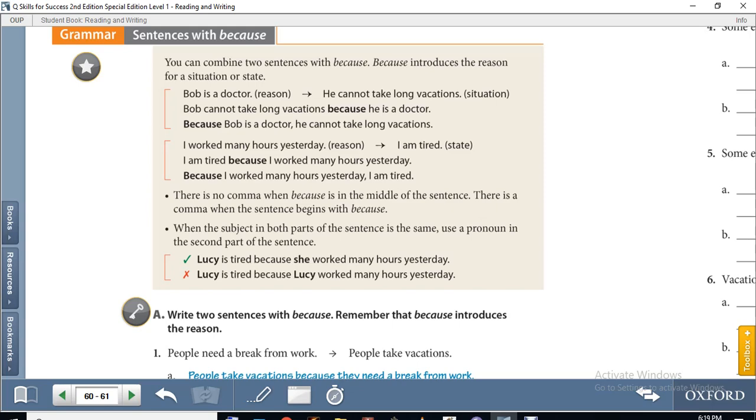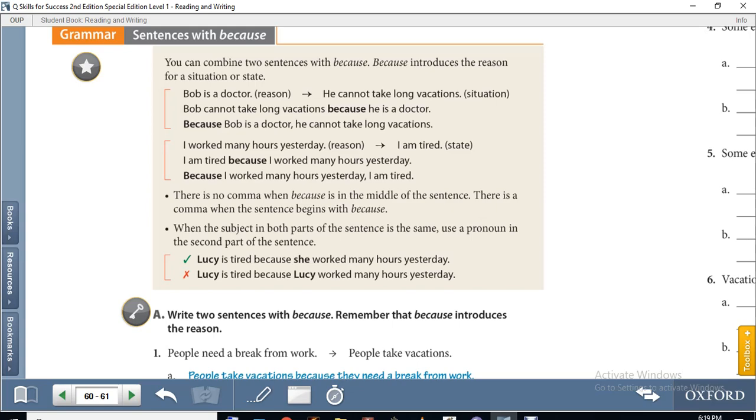But when we use because at the beginning of a sentence followed by the reason, which means after because we use the reason sentence, then after the reason sentence we use a comma. Because I worked many hours yesterday, comma, I am tired. There is no comma when because is in the middle of the sentence. There is a comma when the sentence begins with because. So pay attention to this note.